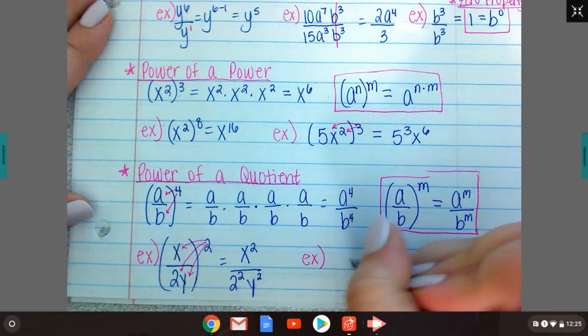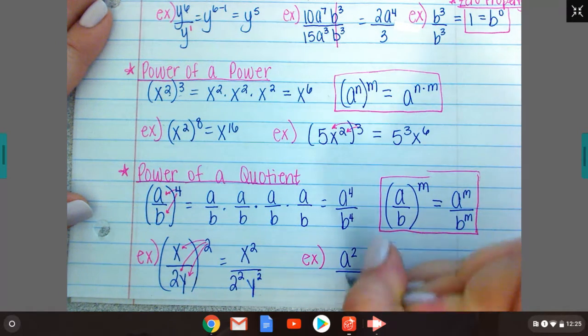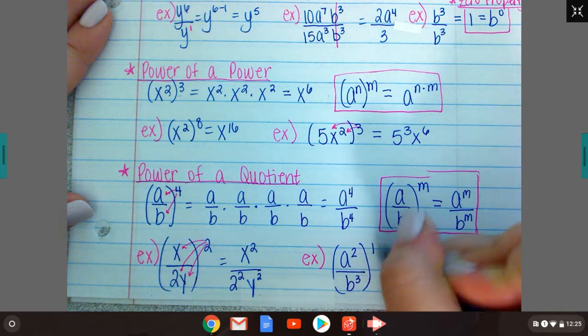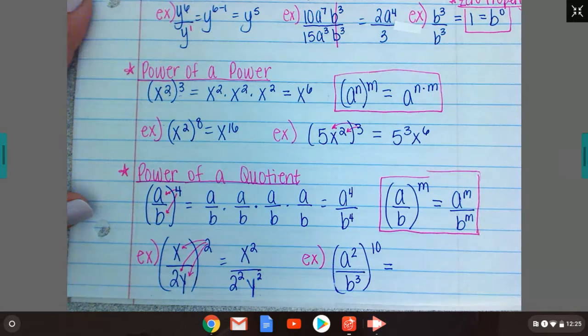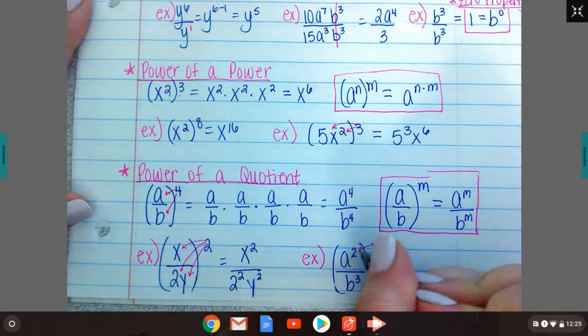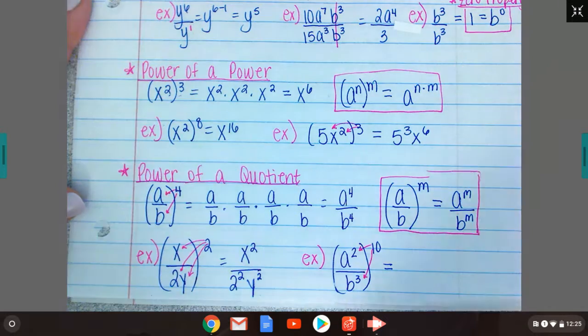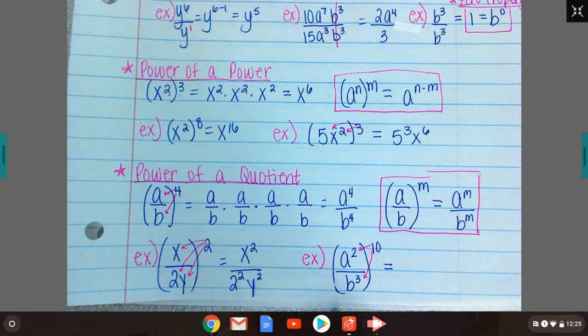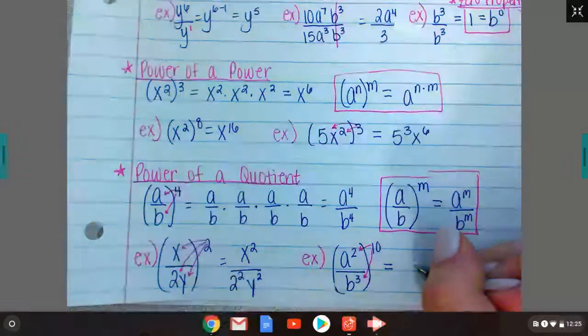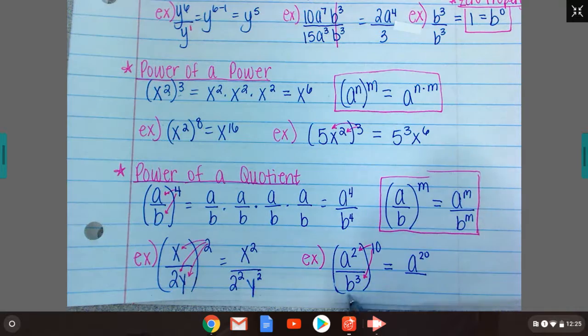Let's do one more of those guys. If I had, let's see, a squared over b cubed, to the 10th, I need to distribute that into each of my powers. And when I do, now all of a sudden notice this one has two properties at once. Now that I have a squared to the 10th, there's a power to the power on the numerator, which means I multiply. So I've got a to the 20th on the top, and b to the 3rd to the 10th on the bottom, a power of a power, so that's b to the 30th on the bottom. So that one had two properties at once. We'll get into more examples where there's multiple properties going on at the same time.